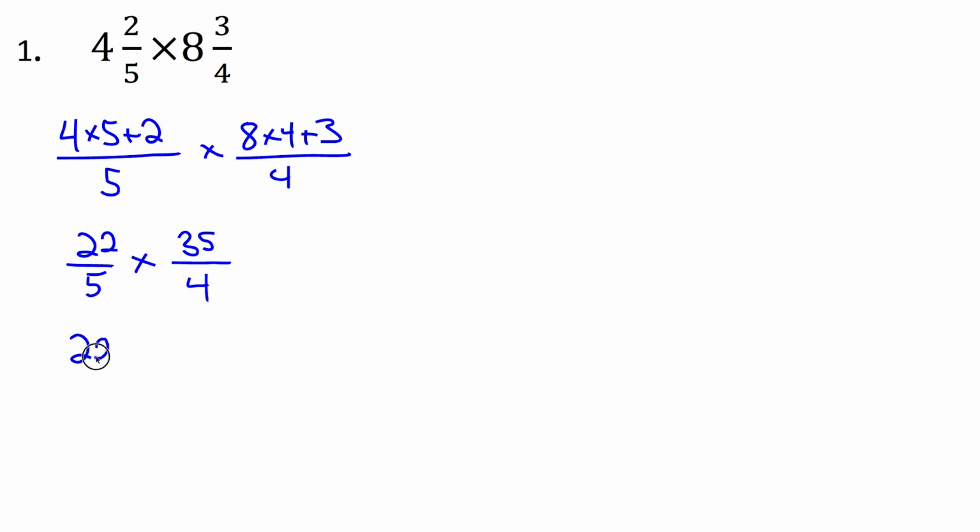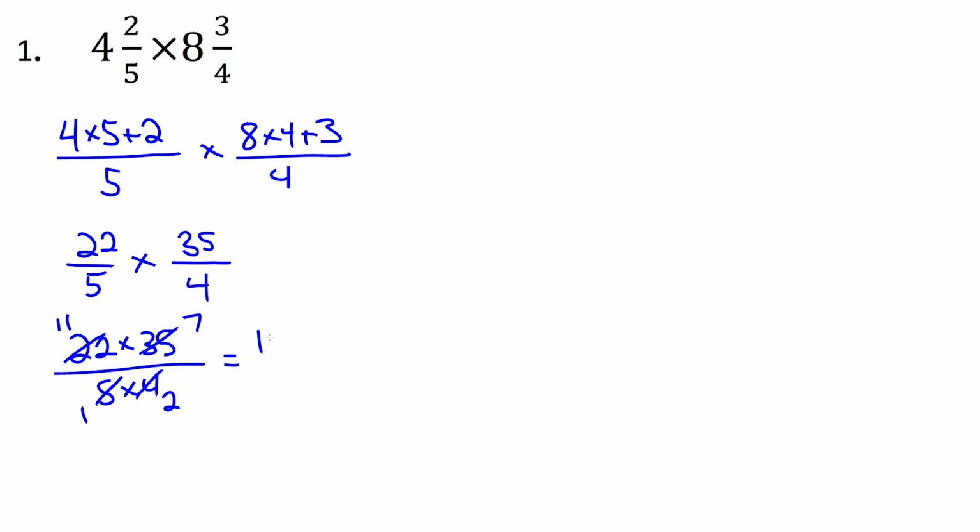So we'll put them over one big fraction: 22 times 35 over 5 times 4. Before we multiply out, let's look for things we can cancel out. 35 and 5 share a common factor of 5. So 5 divided by 5 is 1, and 35 divided by 5 is 7. And 22 and 4 are both even, so we can take out a 2. So 4 divided by 2 is 2, and 22 divided by 2 is 11.